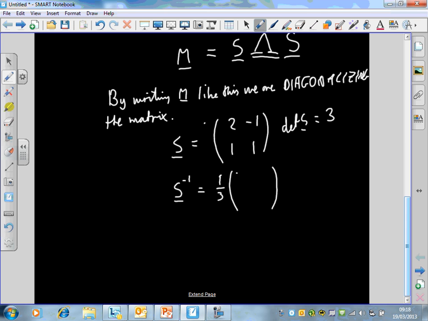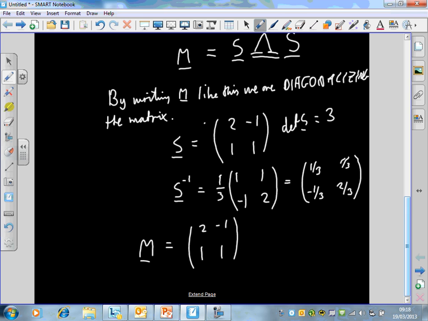Can you explain how you did that? So you swap A and D and change the signs of B and C. Good. So there's the inverse of S, which is a third, minus a third, 2/3. So M is equal to 2, 1, minus 1, 1, multiplied by 5, 0, 0, 2, multiplied by a third, minus a third, 2/3. Okay?